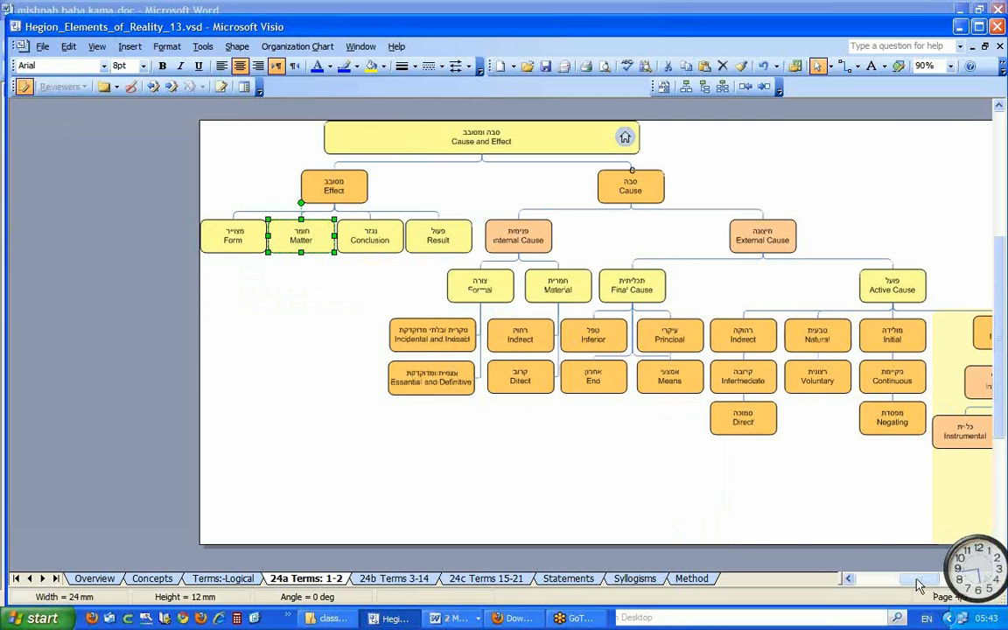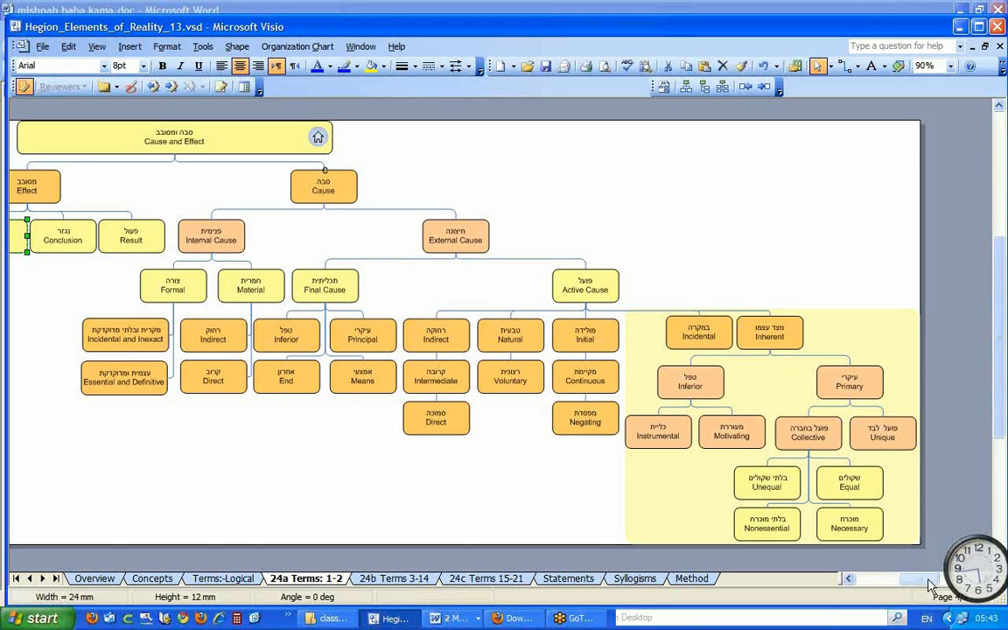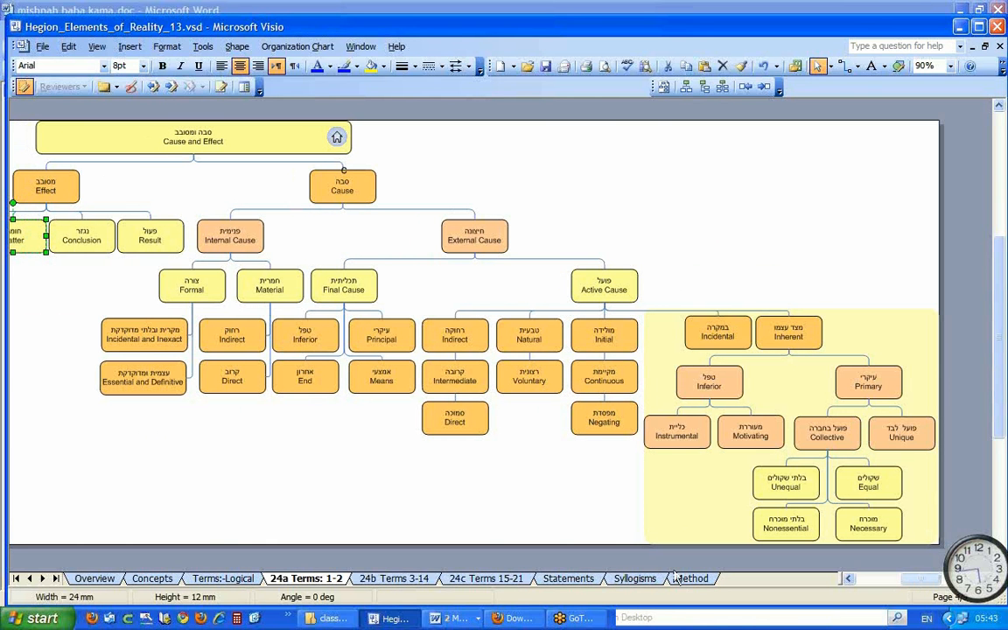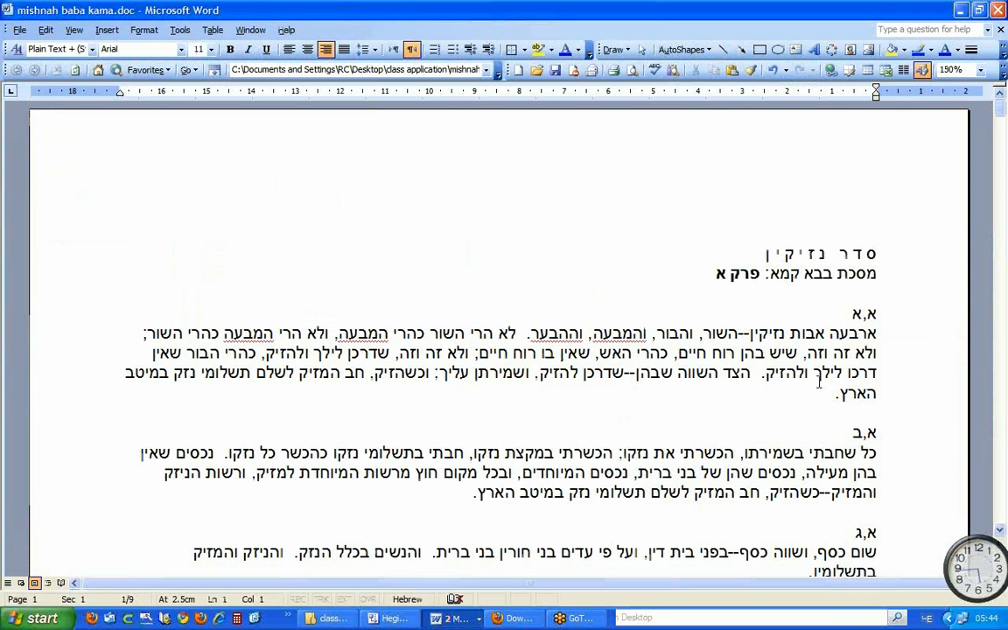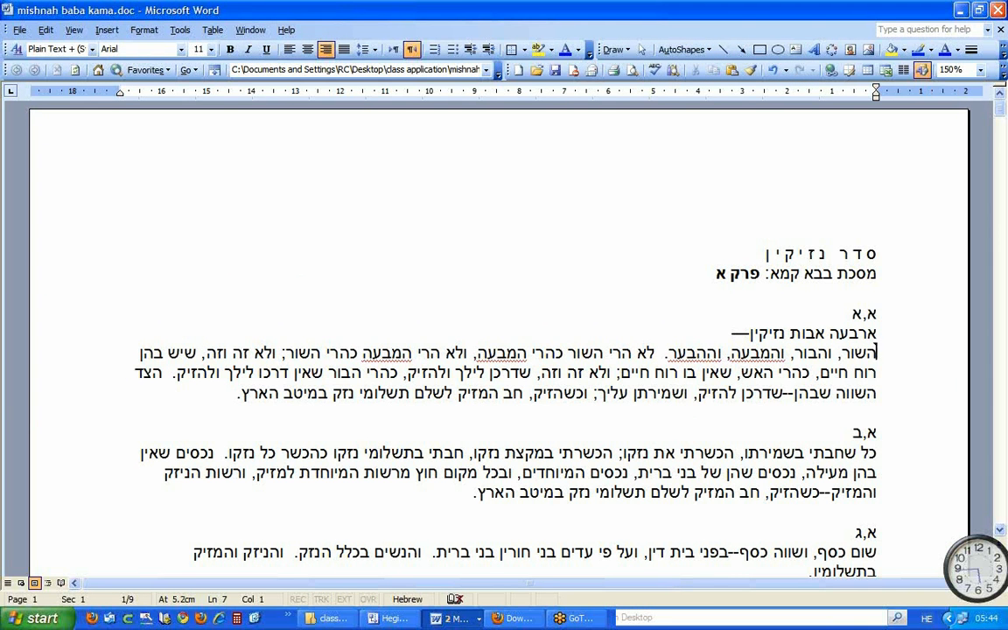Now, let's have some fun with Baba Kama. We'll go back and forth with this chart and with the Gemara, and we'll see if we can put together what we learned here in theory and make it more practical. Here's Baba Kama. Here's the Mishnayos in Baba Kama. The Mishnayos says that there are 4 types of Nezikin: the Shor, the Bor, the Mava, and the Hebler.